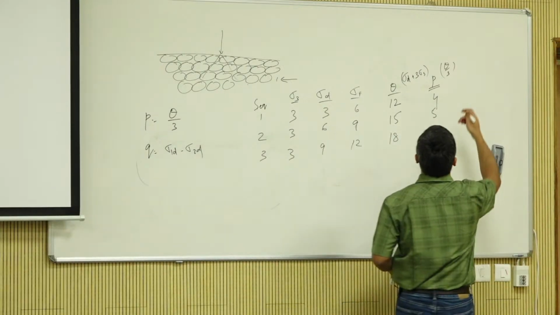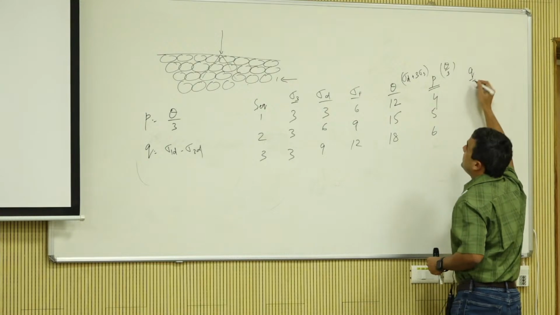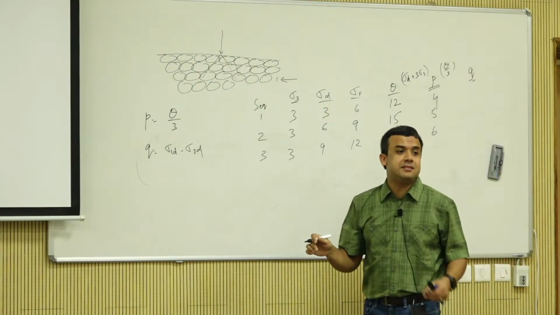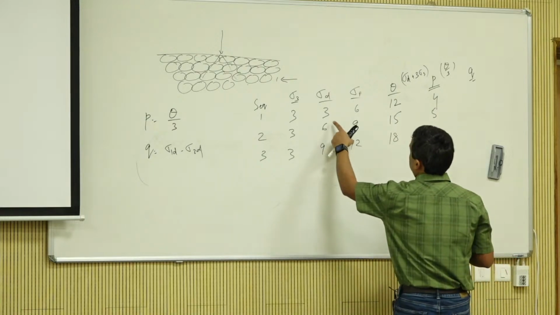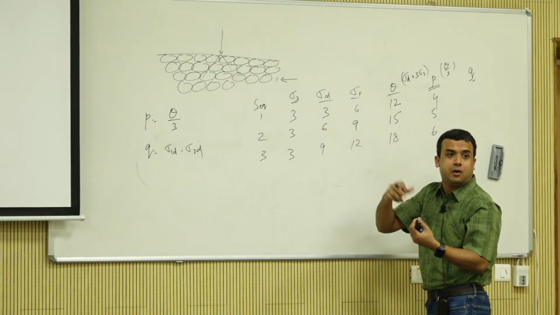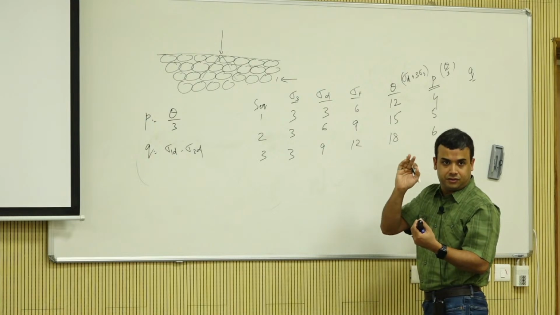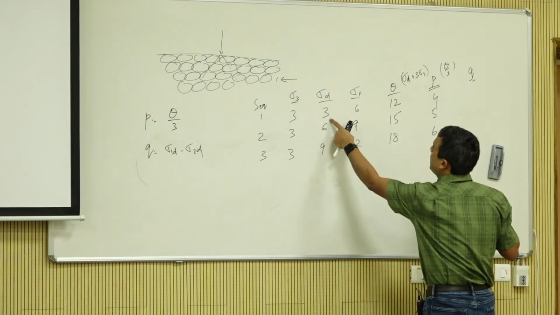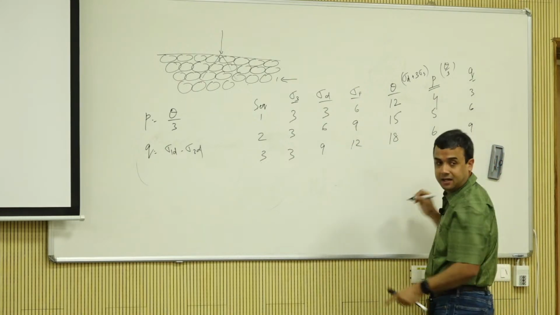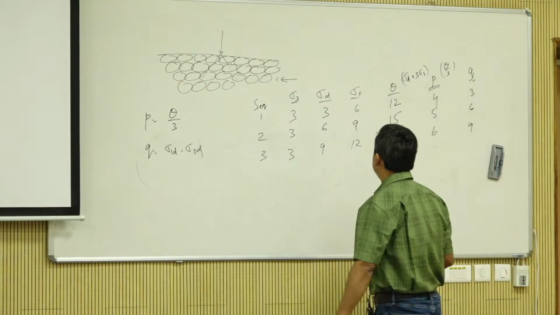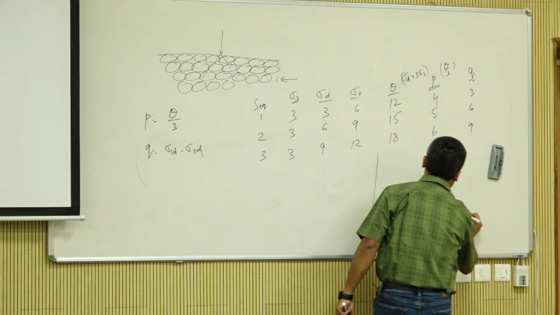Okay. Now Q. We said sigma 1d minus sigma 3d. Sigma 3d in the vertical pulsing is how much? 0. So Q is basically this, right? 3, 6, 9. Correct? Now let's do a PQ plot.